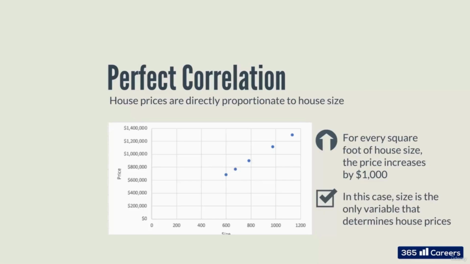It would mean size is the only variable that determines a house's price, and we can easily calculate a house's price if we know its size. The correlation is deemed positive because when we add plus 1 additional square foot, the price goes up plus $1,000. It moves in the same direction.